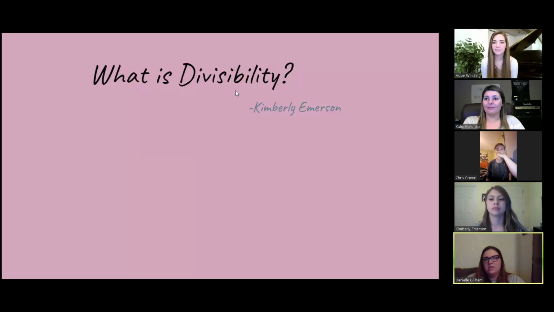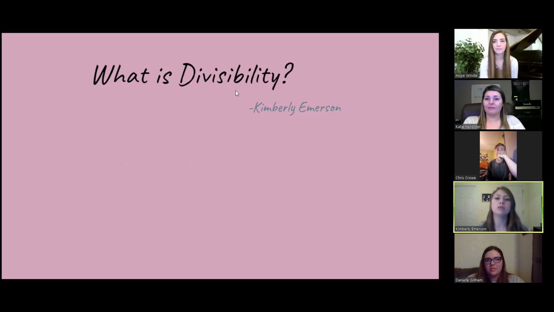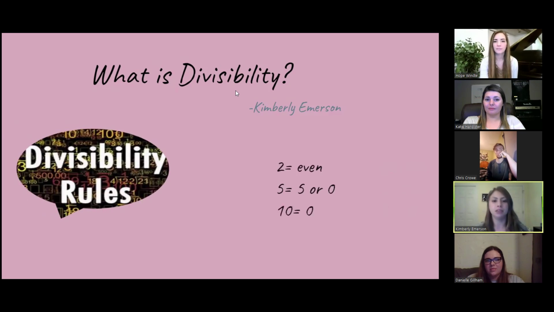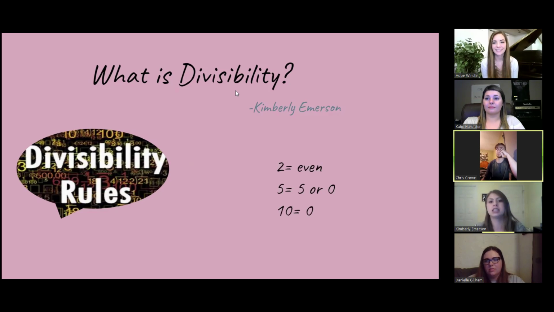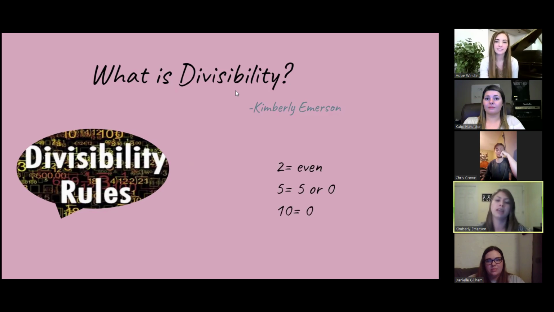All right, Kimberly, what is divisibility? Divisibility is to be able to be divided evenly with no remainder left over. So we do that by setting rules for numbers. If it's divisible by 2, that means the last digit has to be even. If it's divisible by 5, the last digit has to be 5 or 0. If it's divisible by 10, it would definitely have to be 0.